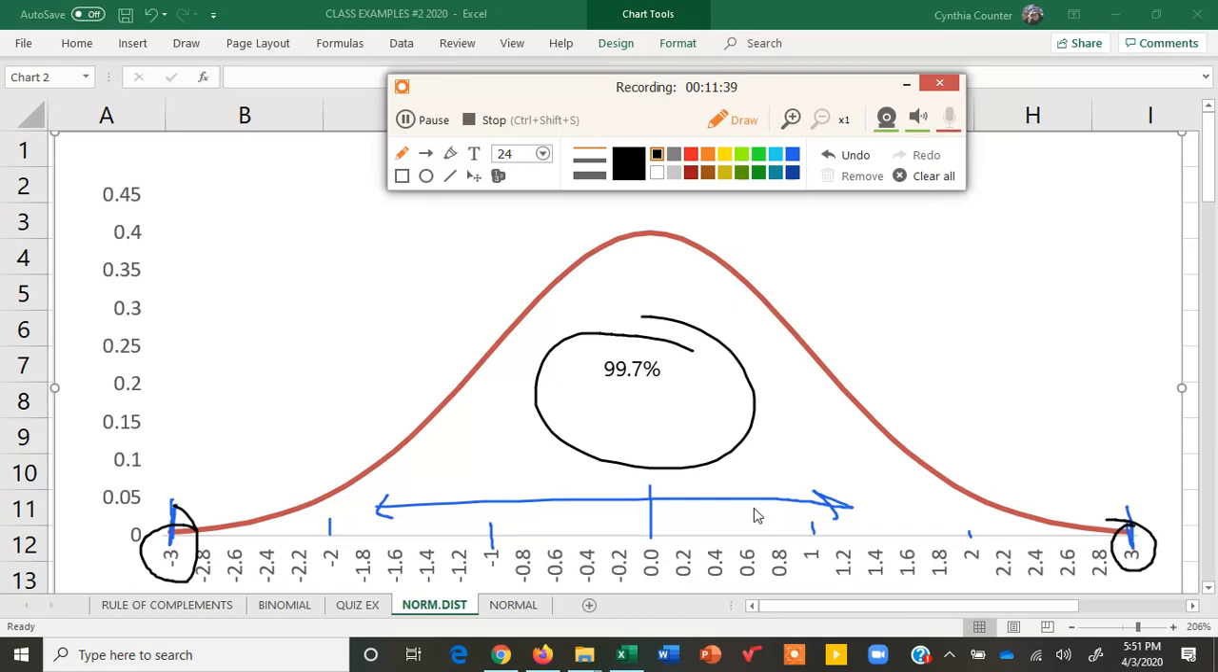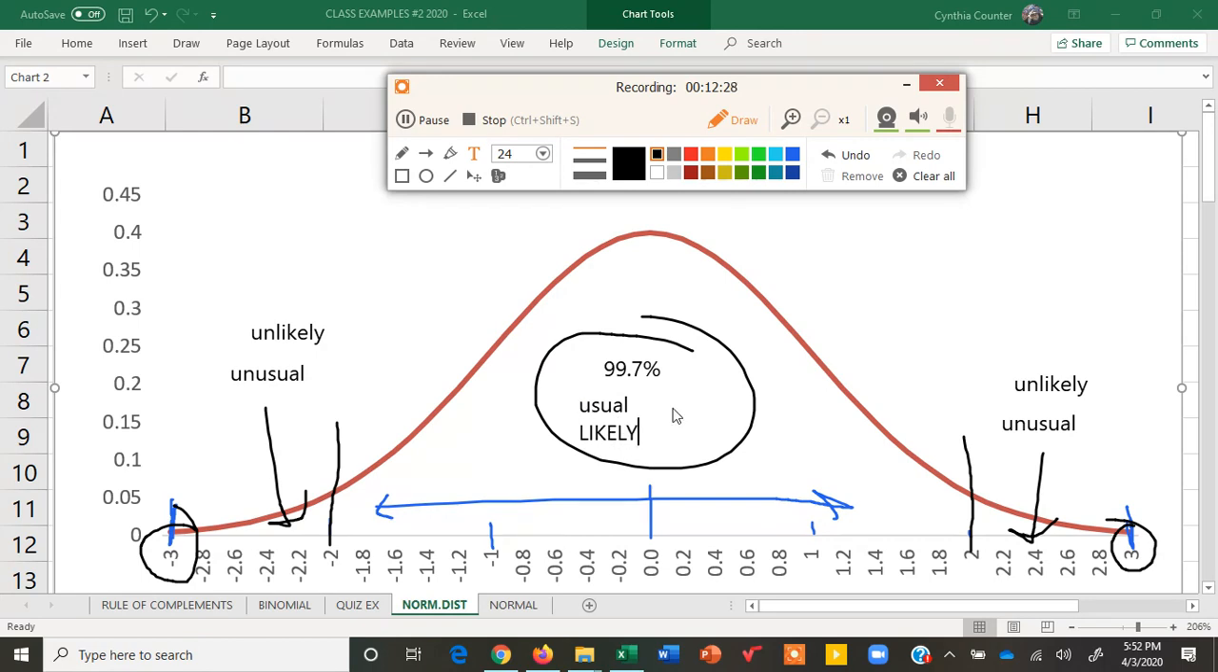So what do we know then about data that is more than 2 standard deviations away, or even more than 3 standard deviations away? Data that is more than 2 standard deviations away from the mean is considered unusual, or you can even just say unlikely. So when we're in the tails, the 2.5% in the tails, those are the unusual or unlikely scores. The middle 95% are the usual or likely scores. That's important to remember. The bottom 2.5% and the top 2.5% are considered unlikely or unusual.